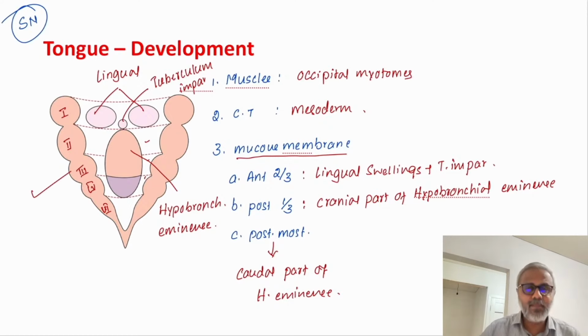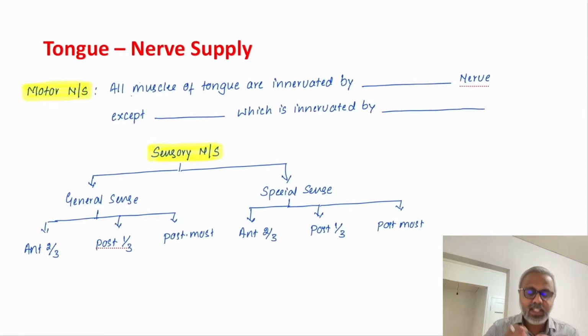So a diagram, and the subheadings of development of the tongue: development of the muscles, development of the connective tissue, development of the mucous membrane. Is this clear? This is how we do it. Now, the next important part in the anatomy of the tongue is its nerve supply. How do we describe the nerve supply of the tongue? This is how we do it. We classify it into motor and sensory.